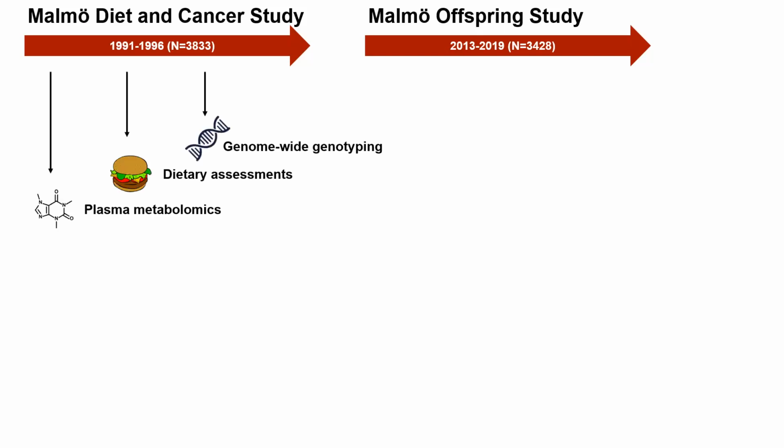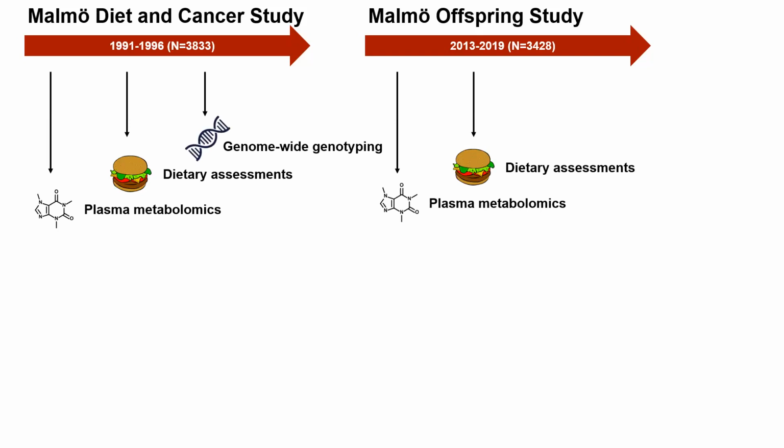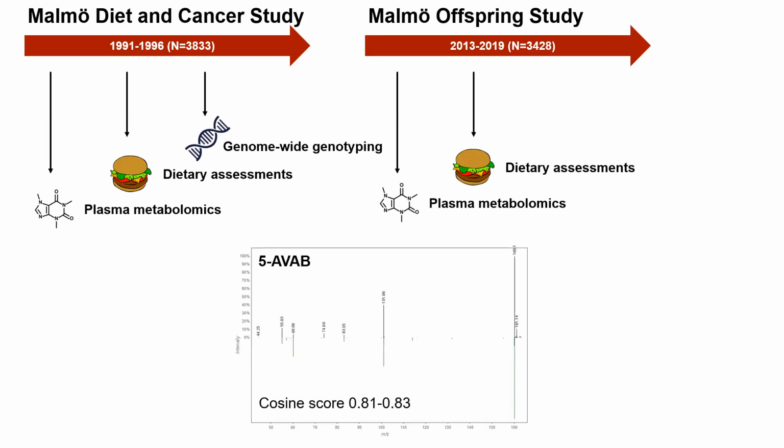And these cohorts are good because they are very, very well phenotyped. So we have untargeted metabolomics data available, as well as dietary assessment data and genome-wide genotyping. So we looked into the untargeted metabolomics data to see if we can find a match between the metabolite that we measured in our data set that we annotated as 5-AVAB and the untargeted data that they have. And we used GNPS to do this, which you will also hear more about later this week. And we found a good match with a cosine score of 0.81 to 0.83 in the two different cohorts.